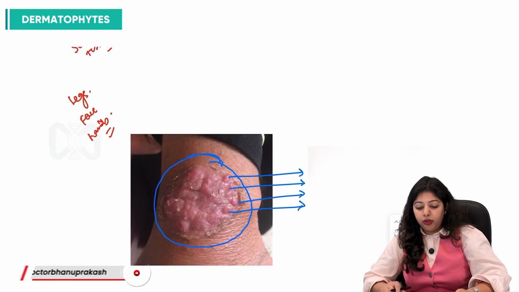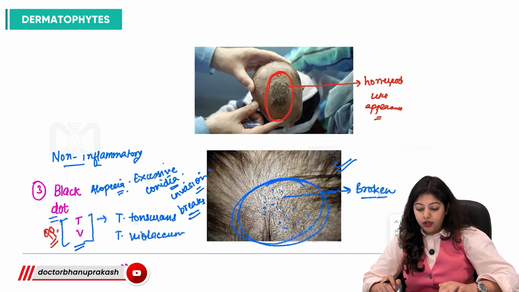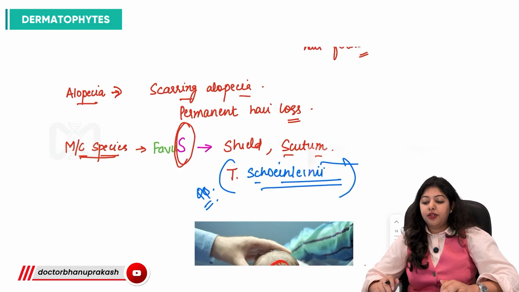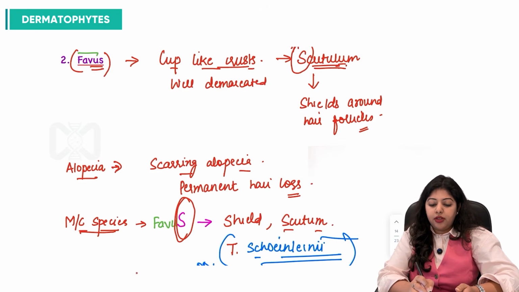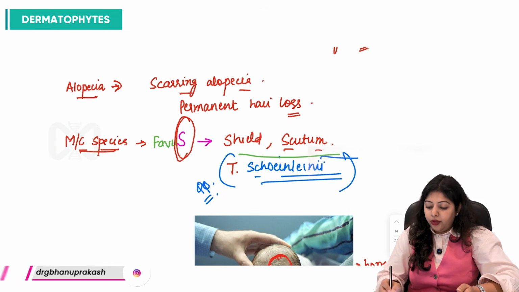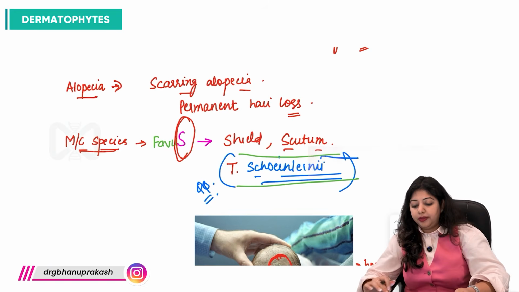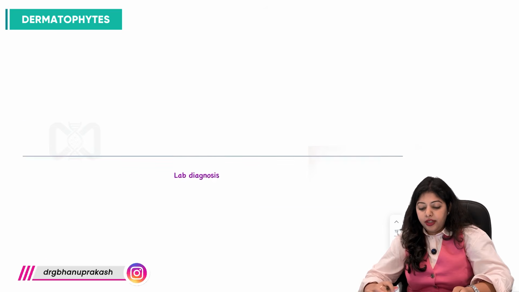And one important point which I forgot to mention in one of the sections is about the favus. What is the most common species associated with favus infection? S, okay, I told that already, Trichophyton schoenleinii. So this was about the examples of ectothrix and endothrix, right?